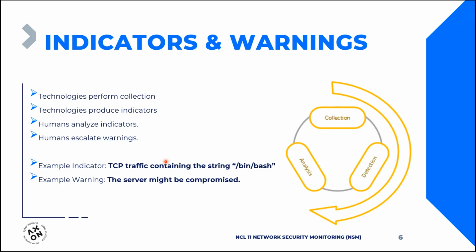A product I might have, like let's say an intrusion detection system, an IDS or HIDS, will tell me TCP traffic contains the string /bin/bash, okay? And we know that /bin/bash is the shell terminal that is requested by hackers when they compromise a system. But then a human being will come along and interpret this indicator as a warning and say the server might be compromised.